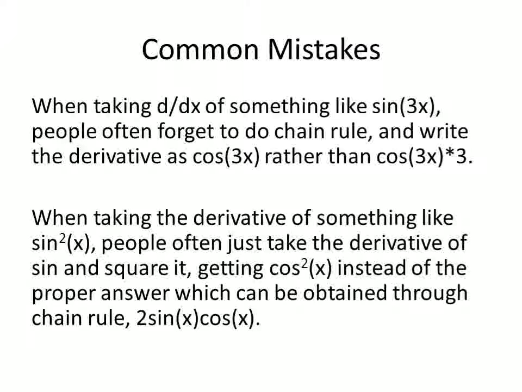Also, when taking the derivative of something like sine squared of x, people often just take the derivative of sine and square it, getting cosine squared of x, instead of the proper answer, which can be attained through the chain rule, which is 2 sine of x times cosine x, because you take the derivative of sine of x squared, which is 2 sine of x, then you multiply by the derivative of sine of x, which is cosine of x. The answer can also be obtained through the product rule by finding the derivative of sine of x times sine of x.